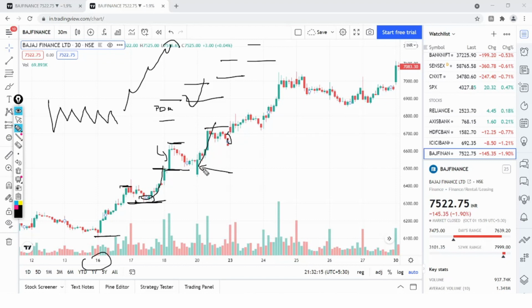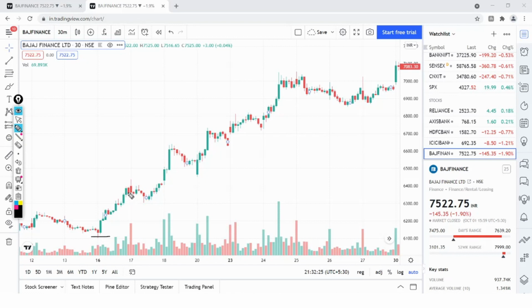So the range applies the same way. Next trading session, high and low. Next trading session, high and low. Now I will mark only the high and low of the sessions. Just closely look at it, I'm only marking the high and low of the series of sessions.